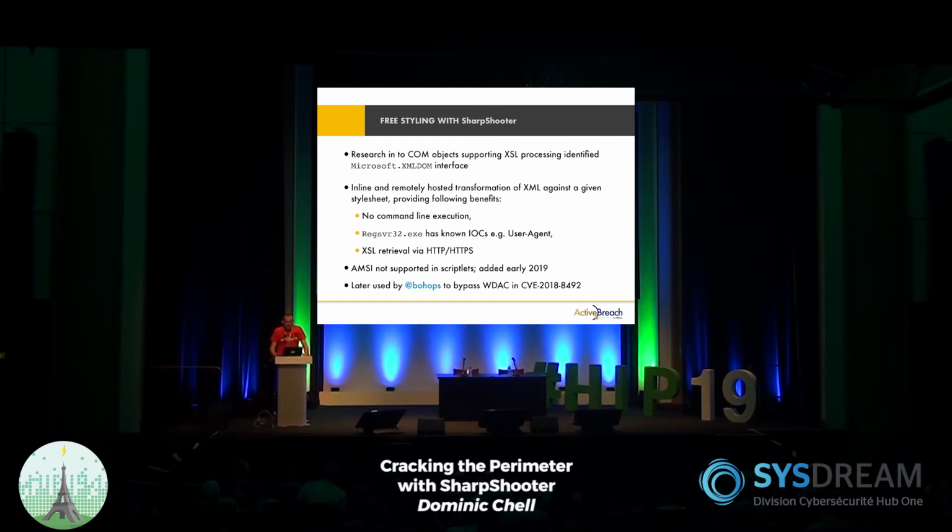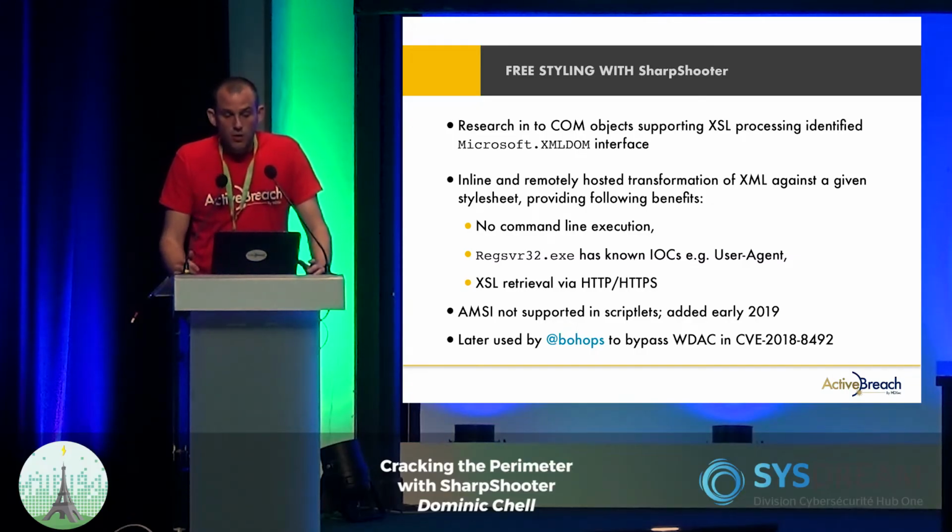And one of them, the one that I identified, was the XML DOM interface. This basically had a transformNode method that could be used to parse either an inline or remotely hosted XML style sheet and execute JavaScript or VBScript in full trust. The main benefit of this over the SquiblyDoo and SquiblyTwo attacks is that there's no command line execution. So you get to avoid all the indicators that are associated with those techniques.